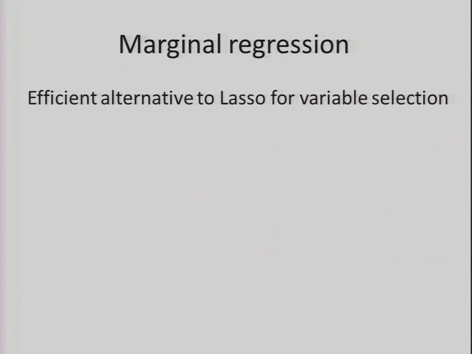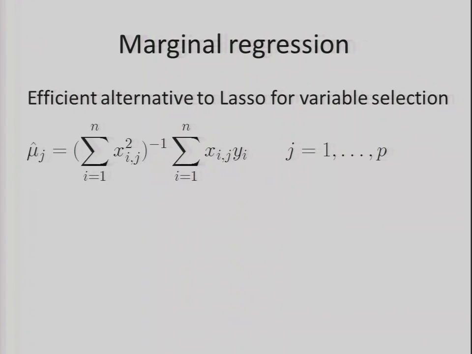So marginal regression, I think of it as an efficient alternative to Lasso for variable selection. I'm not saying anything about prediction or consistent recovery of the regression coefficients, just variable selection. What we do in marginal regression is compute the marginal regression coefficient between each covariate j, each feature j, and the output y. Let's call this mu hat j.